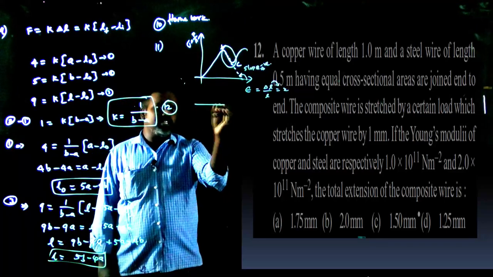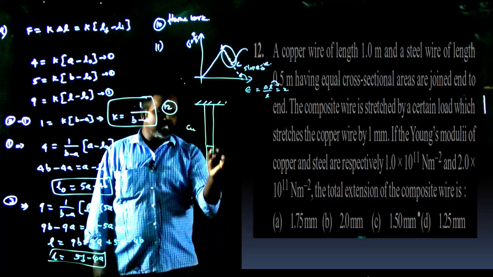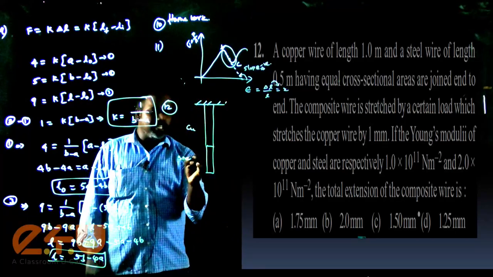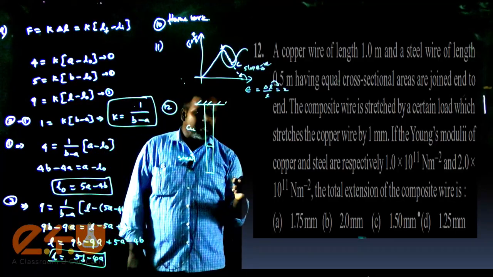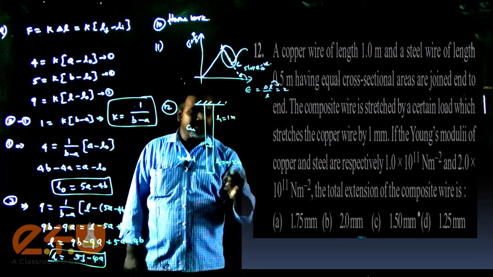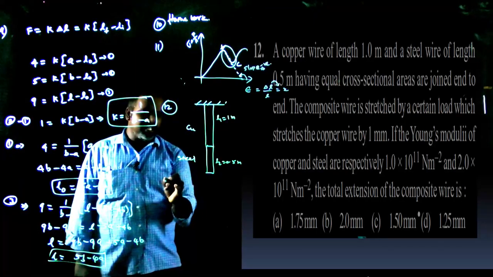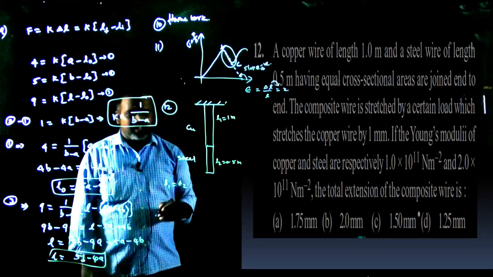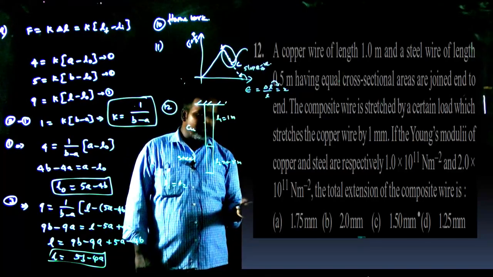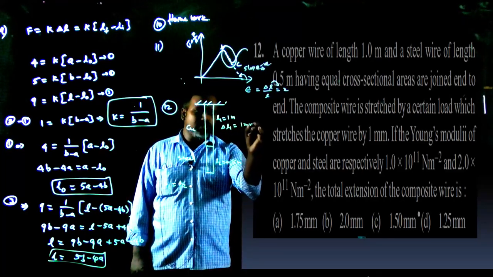Just see that. This is a copper wire, and the next wire is a steel wire. The copper wire length L1 is 1 meter and L2 is 0.5 meter. They said the same cross-sectional area, so they have equal cross-sectional area; I can say A1 is equal to A2. The composite wire is stretched by a certain load, which stretches the copper wire by 1 millimeter. Therefore delta L1 is equal to 1 millimeter.